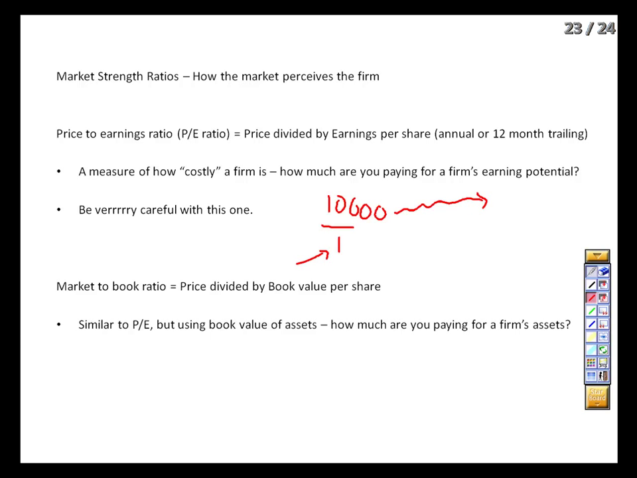It's like the price-earnings ratio, but instead we're looking at how much we're paying for the firm's assets rather than how much we're paying for the firm's earnings. But what do we know about book value? What is the balance sheet good for? Assessing short-term liquidity, sure, but beyond that, not a whole lot.